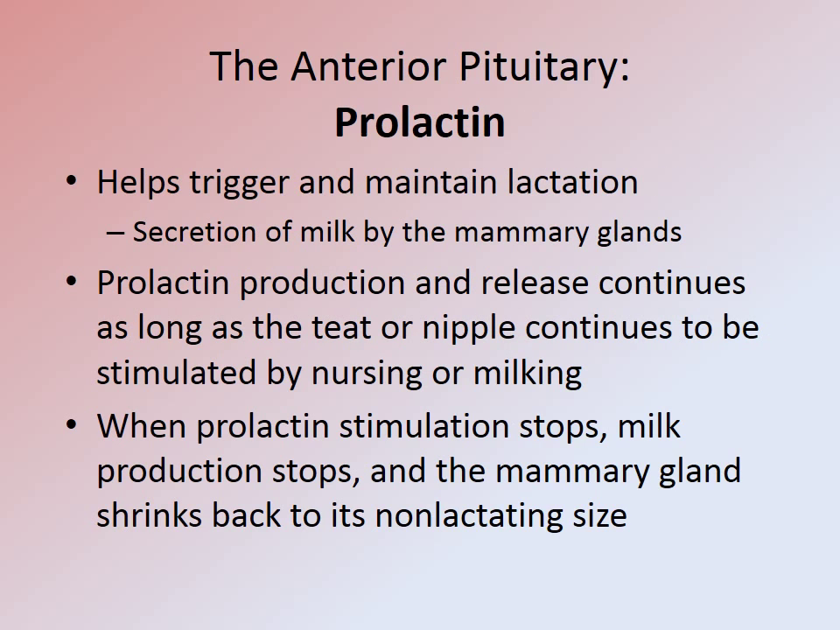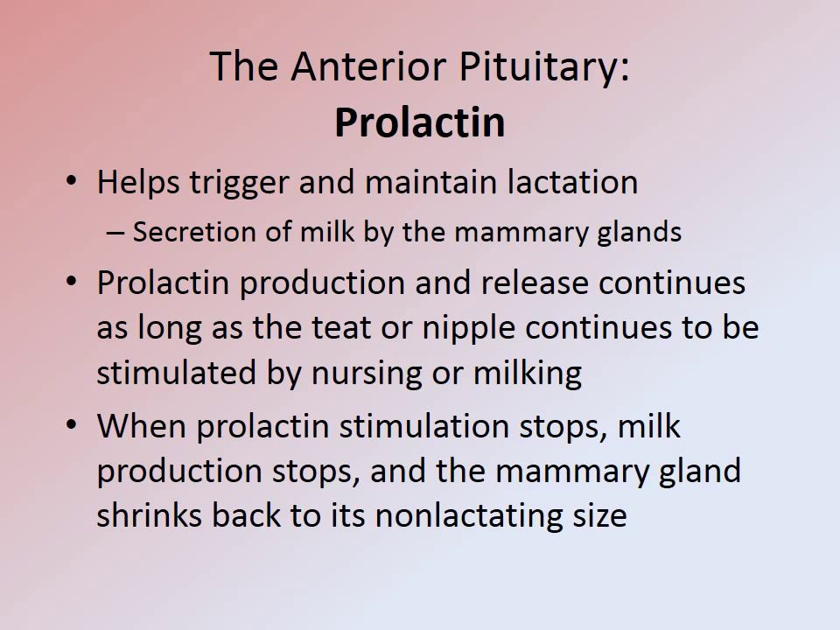Prolactin helps trigger and maintain lactation. So secretion of milk by the mammary gland, that's what lactation is. So prolactin production and release continues as long as the teat or the nipple continues to be stimulated by nursing or milking. So for example, in dairy cattle, prolactin will come about once the mother has given birth.